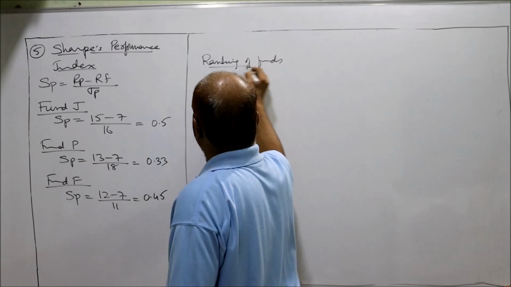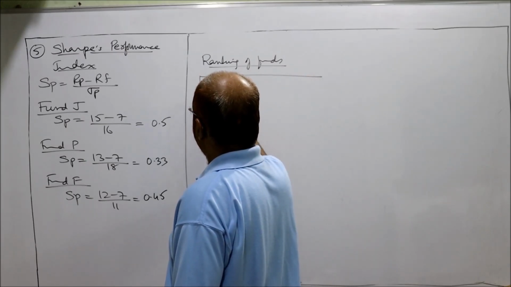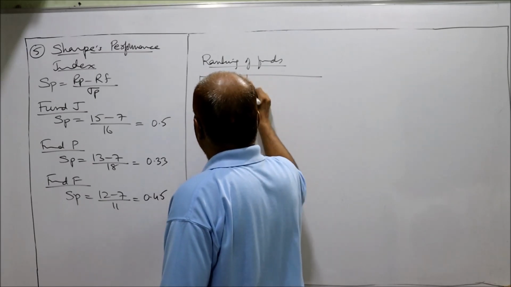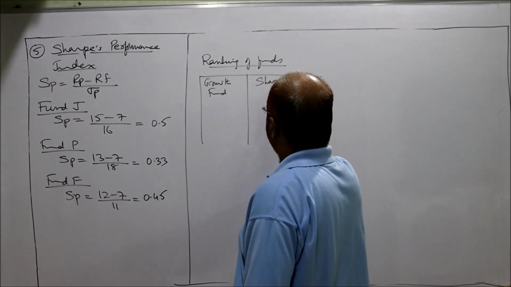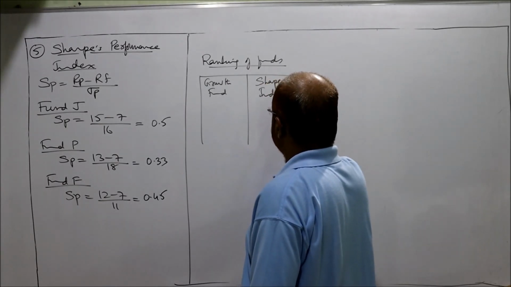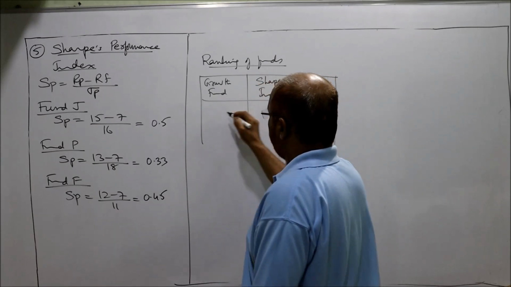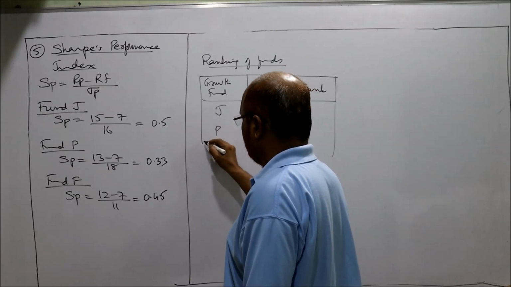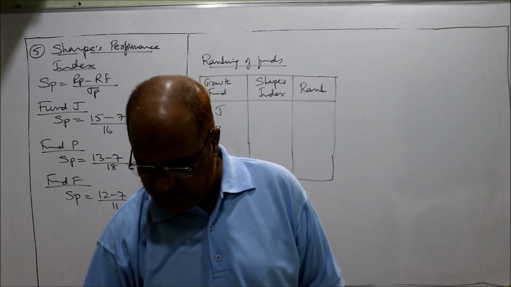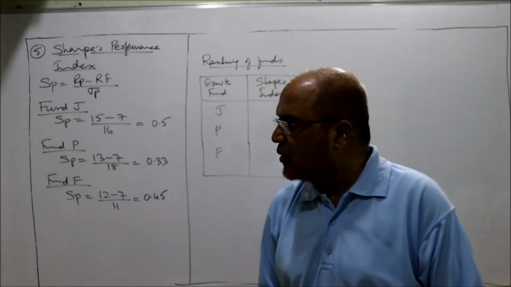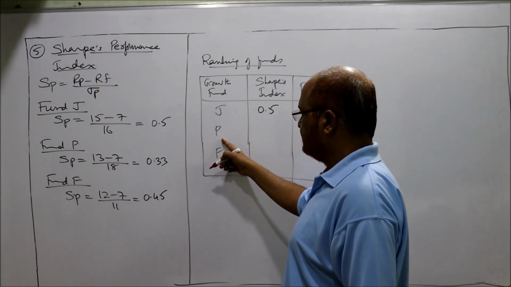Ranking of funds. Growth fund, Sharpe's index and rank. J, P, F. Now, what is the index we got for J? 0.5. P.